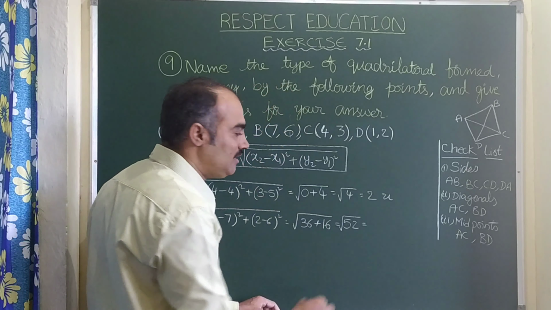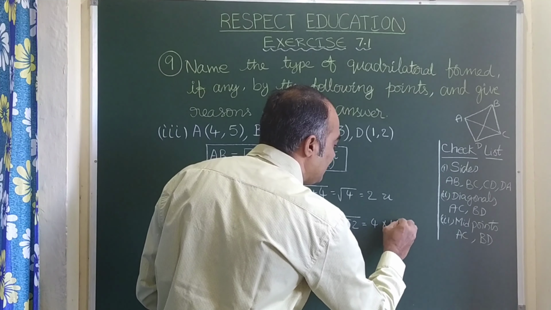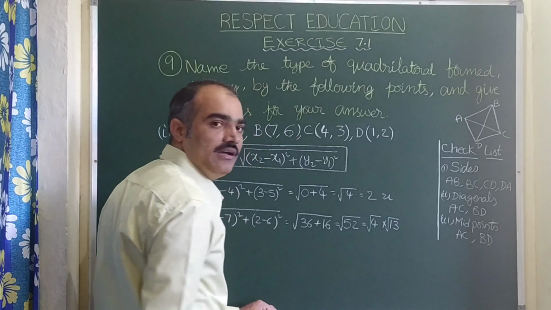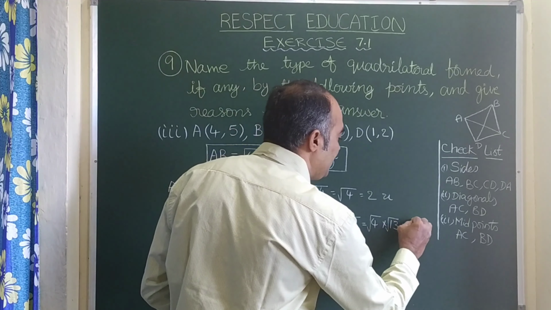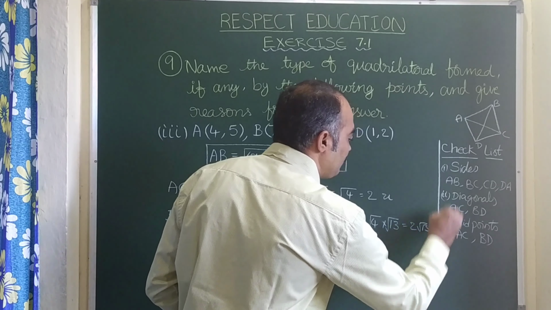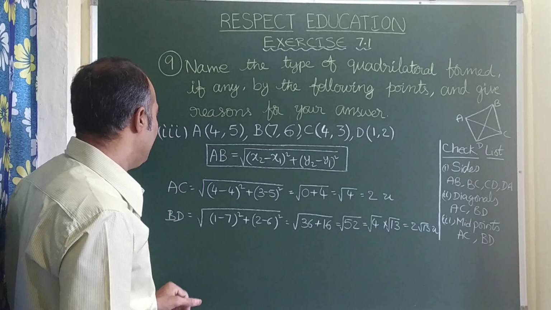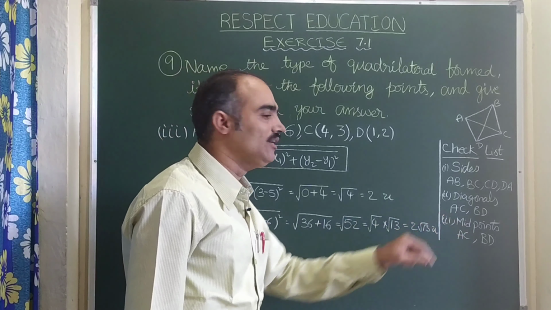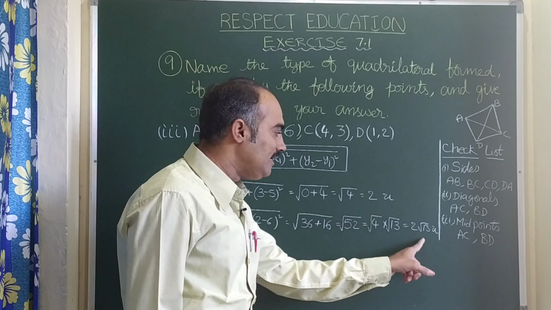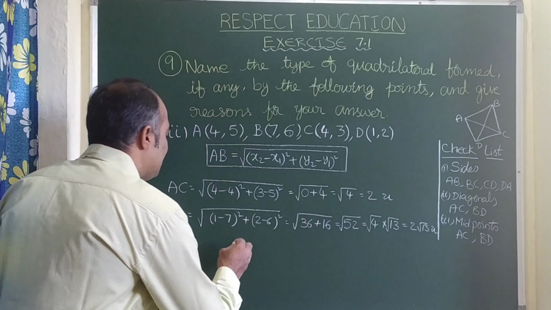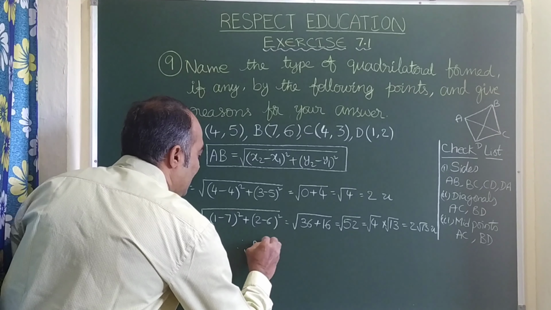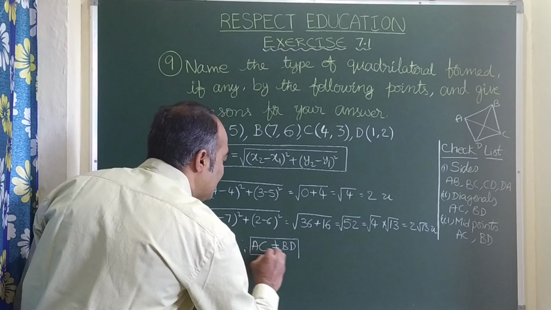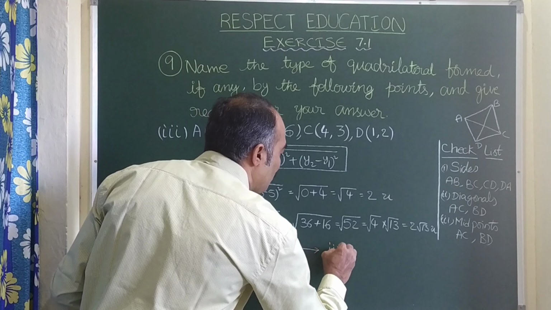52 can be written as 4 into 13. Let us split the square root: root 4 into root 13. Root 4 is, as I told you, 2. It is 2 root 13 units. Now we compare the values of AC, 2 units, and BD, 2 root 13 units. So here, are they equal? No. So let us write it as it is. Therefore the length of AC is not equal to the length of BD. So let us consider this as equation number 2.